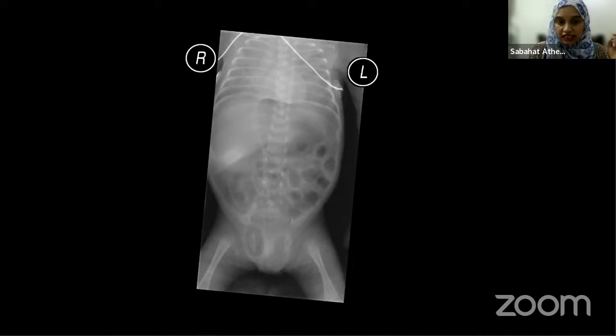Yeah, there is football sign, I agree. But do you see anything else here? Can you see it? Okay, let me put it this way. Can you see the extension of the pneumoperitoneum? Where is it? Air in the scrotum. Excellent. Yes. So this is air in the scrotum.